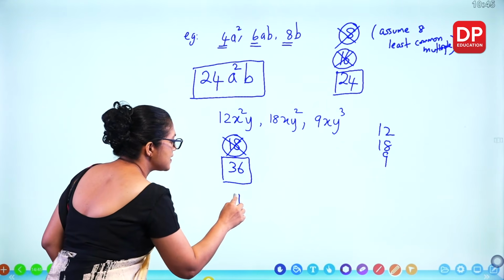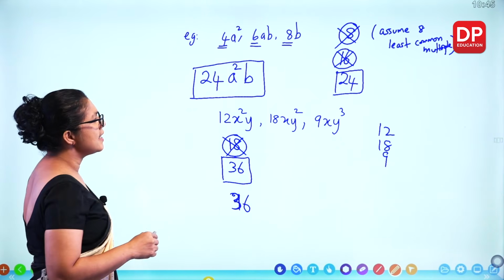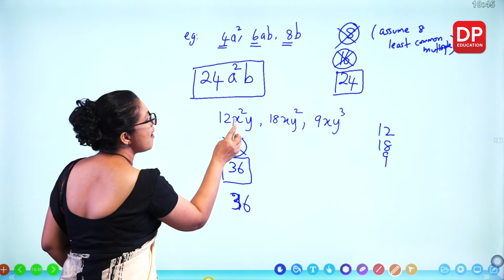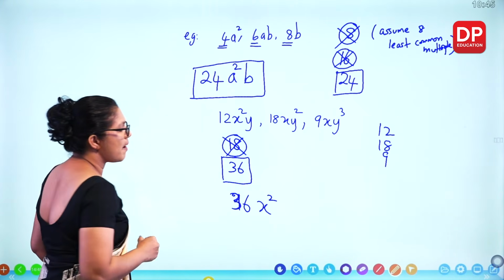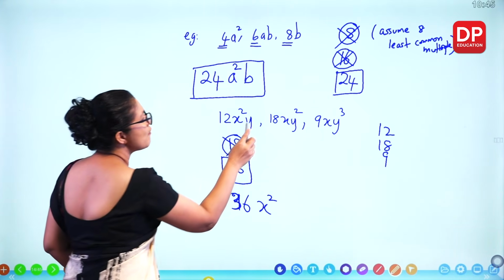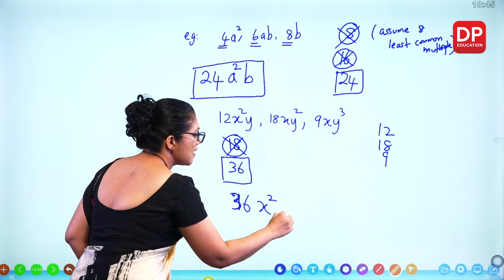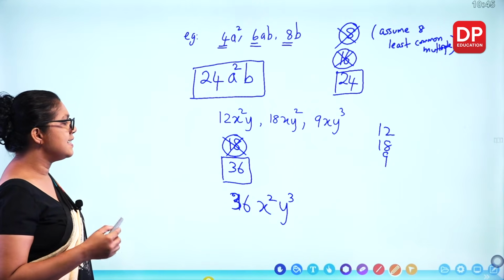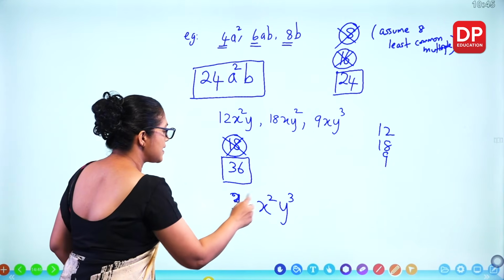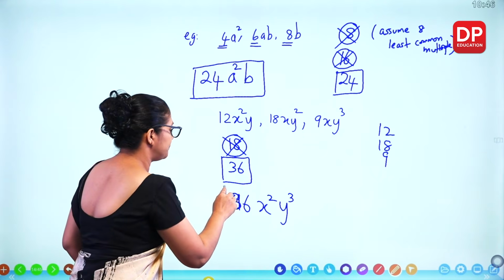So 36. Now this is an algebraic expression. So what's the highest power? When you take power of x, you get highest power is power of 2. When you take y, what's the highest power of y? We see power 3 of y is the highest number. So what's the least common multiple of this expression? 36 x squared y cube.